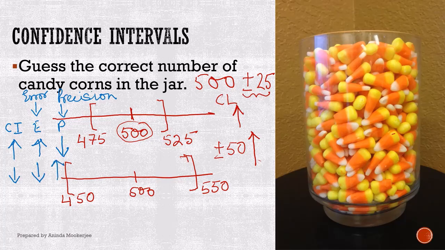So the narrower the interval, the smaller is the margin of error, but you have to be more precise in being close to the actual value. So your precision in that case increases. You have to be more precise. You have to guess a number closer to the actual value.